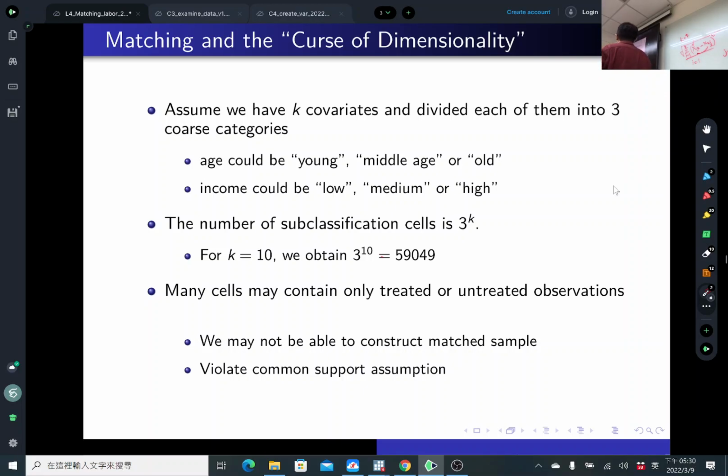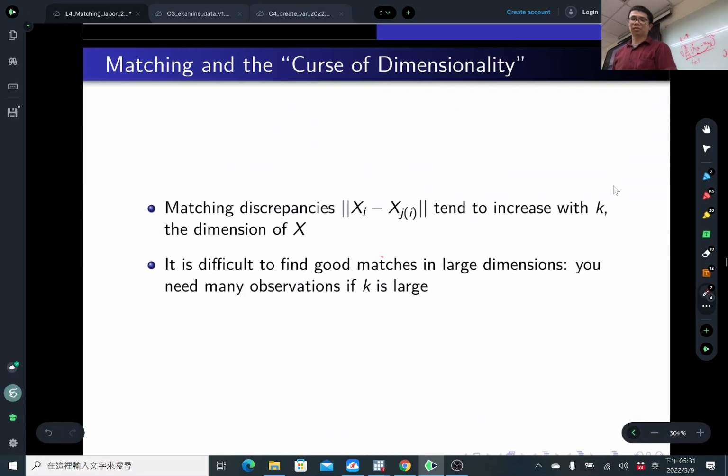And sometimes maybe you cannot find it. Maybe young people with low income only exist in the treatment group, and you cannot find anyone who is young and low income, or whose father's education is at university and mother's education is elementary, which exists in the treatment group but never exists in the control group. So in that case, basically, you violate the common support assumption. You cannot find a good match, so you cannot do that.